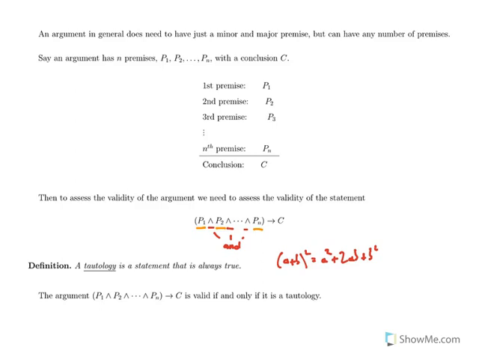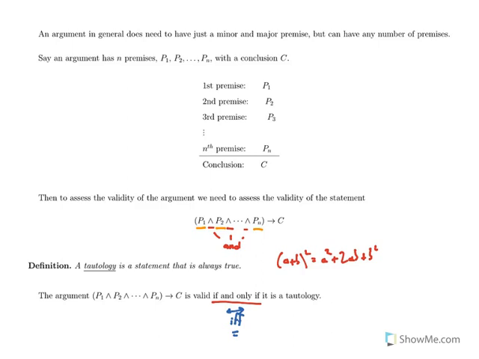So to show an argument is valid, we want to show that this statement, P1 and P2 and P3 all the way to Pn, implies C, is valid if and only if it is a tautology. And we talked in the last video that if and only if, which we write as the double arrow, we think about as a biconditional, or as an equal sign. The argument is valid is the same thing as saying it is a tautology.